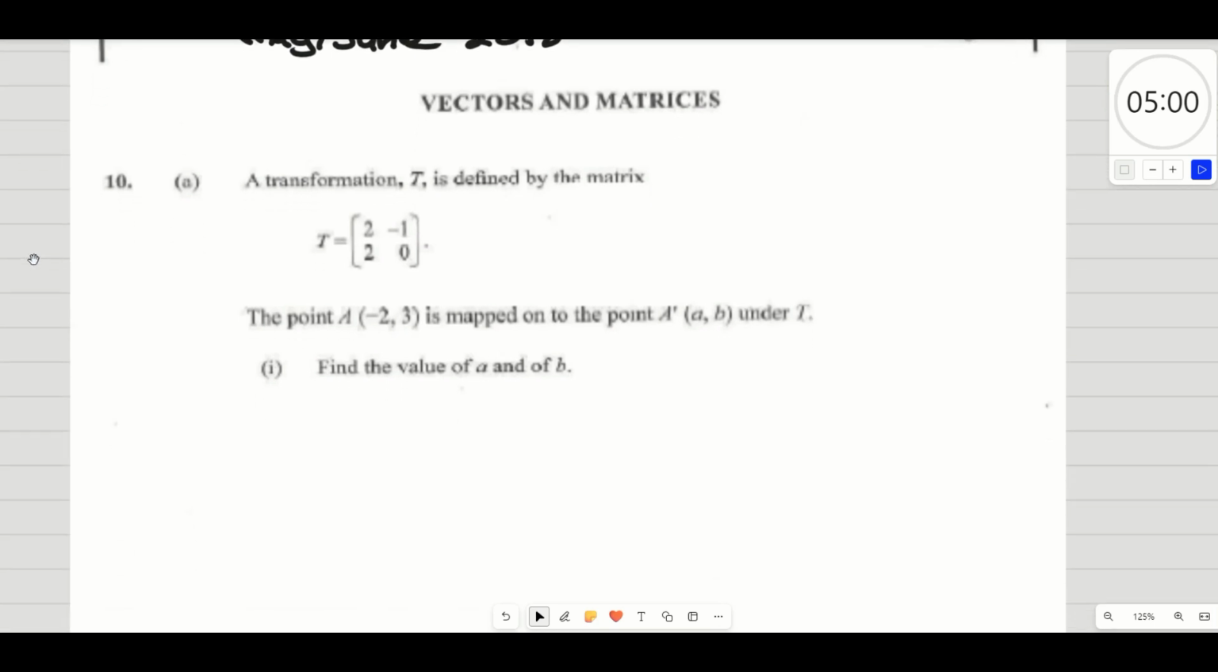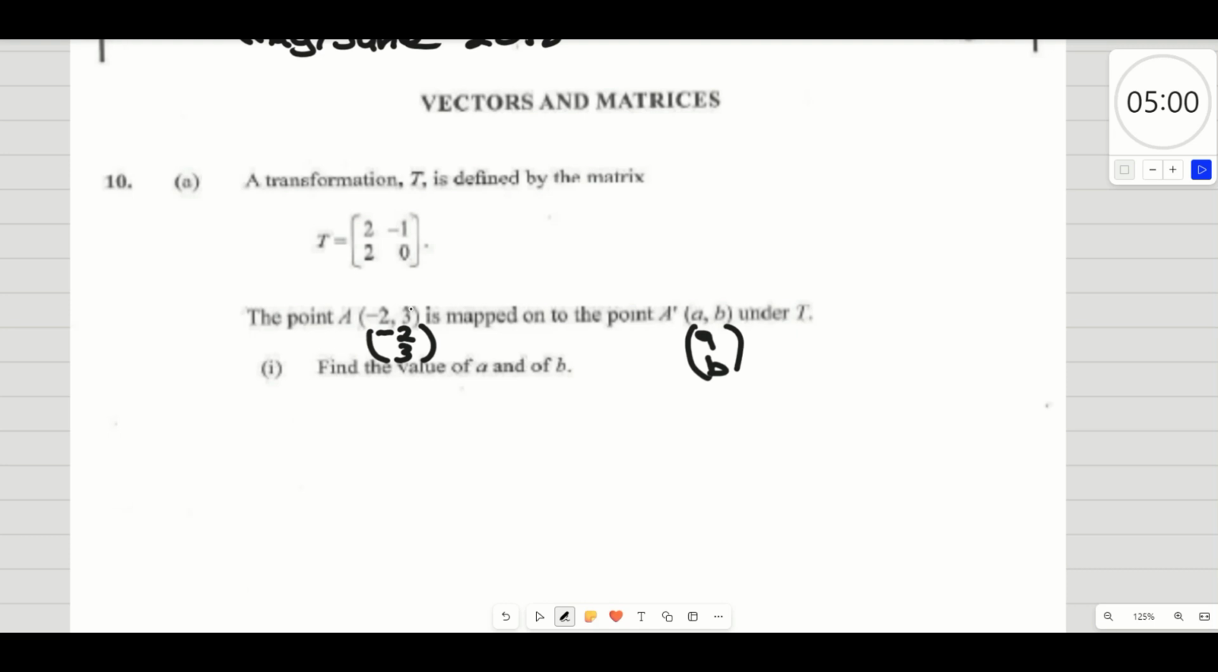A transformation T is defined by the matrix 2, minus 1, 2, 0. A point A, minus 2, 3. Because we're dealing with matrices, we're going to turn it into a column vector matrix, 1 times minus 2, 3, is mapped onto a point B, AB, under T. So find the values of A and B.